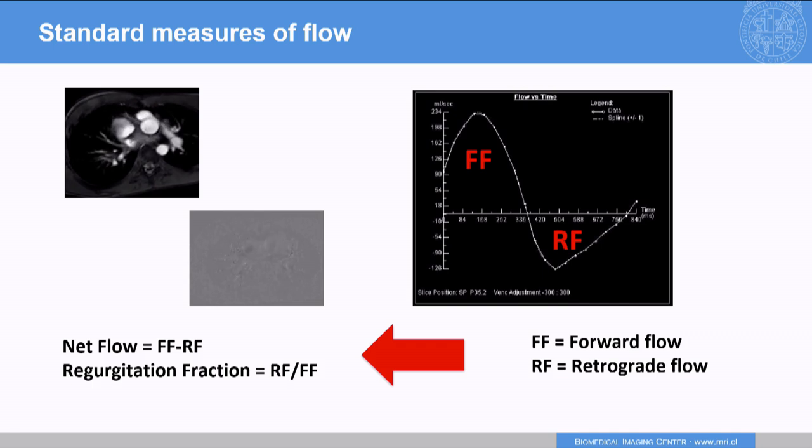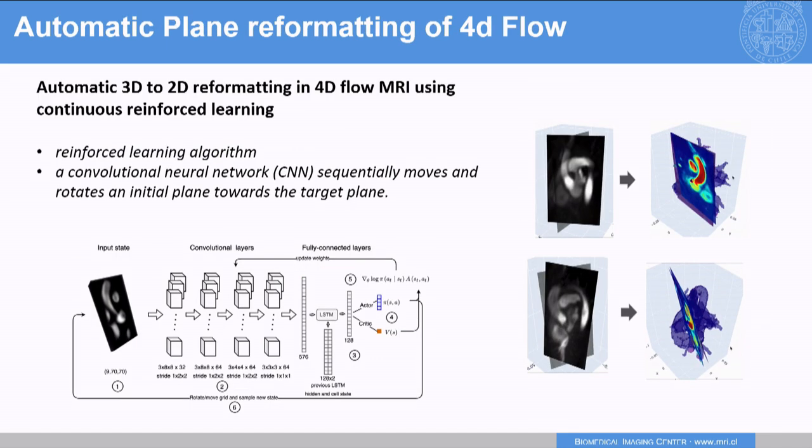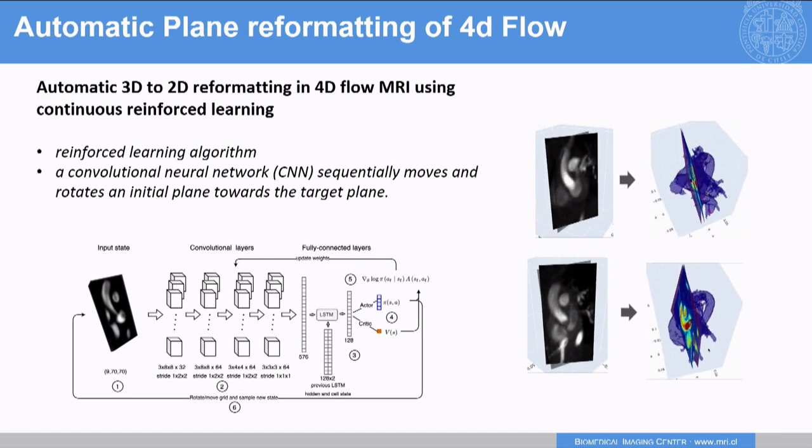But I think maybe AI will come up with a solution for this, and I would like to highlight just two different works in the same area, which is automatic plane reformatting of 4D flow. One paper just recently came out in 2021, in which they use a deep learning strategy using 3D patches to find out what is the best plane that is aligned orthogonal to the aorta, to the MPA, to the superior and inferior vena cava. And as you can see here, the slices that the deep learning algorithm gets are very similar to two experienced observers. We're also working on a similar strategy.